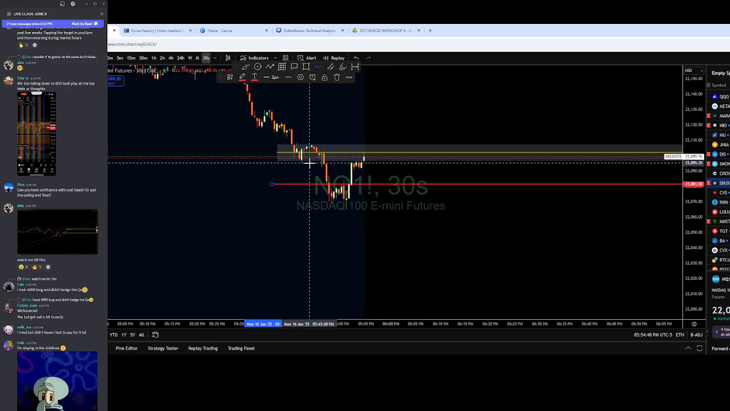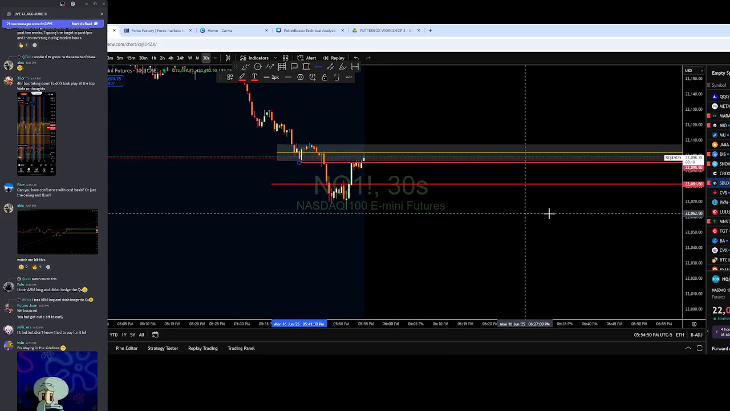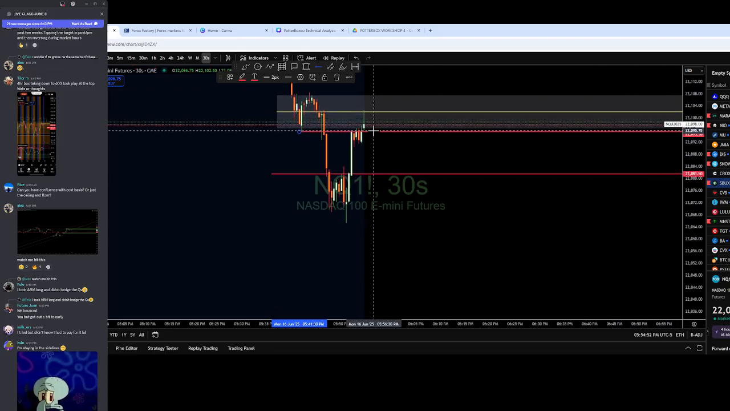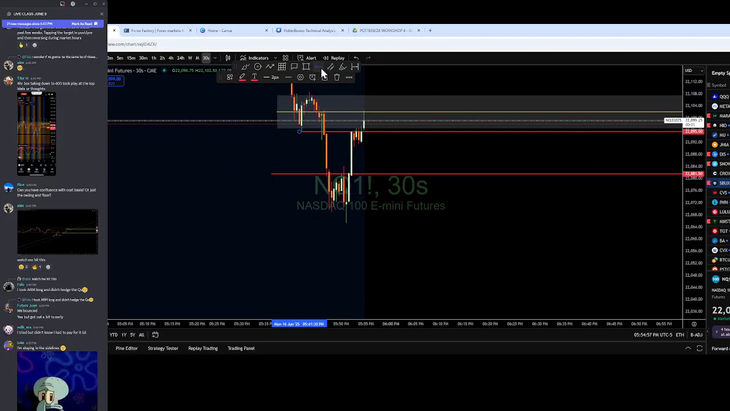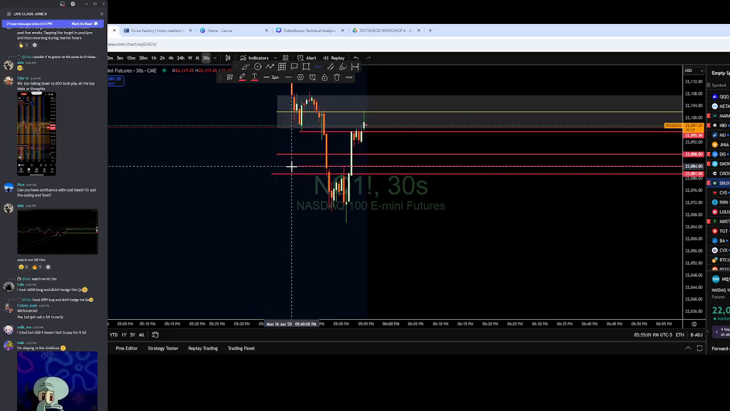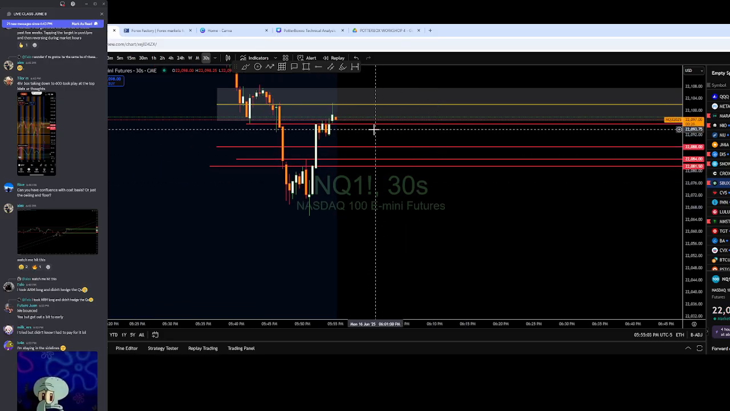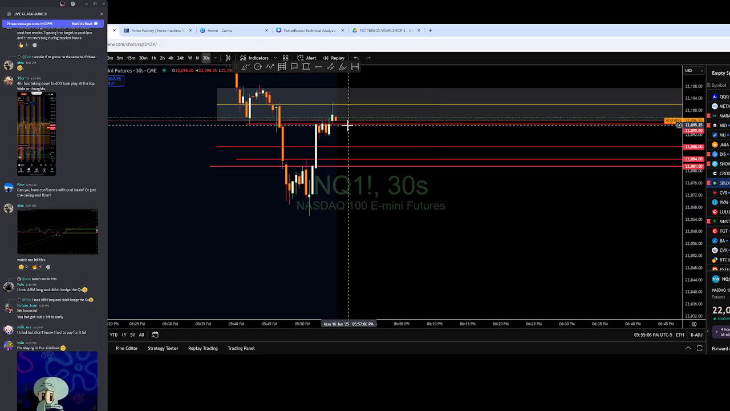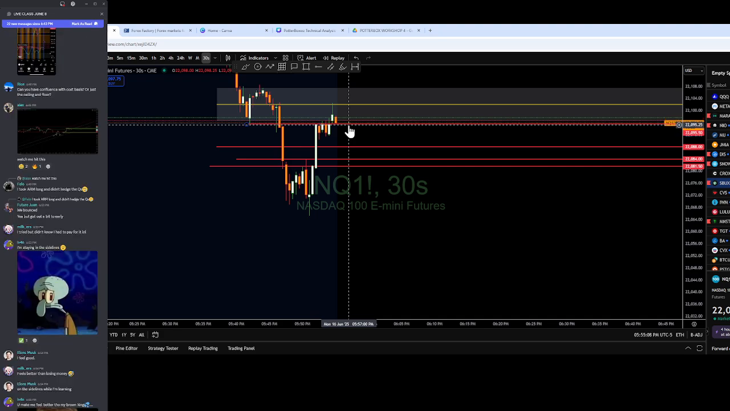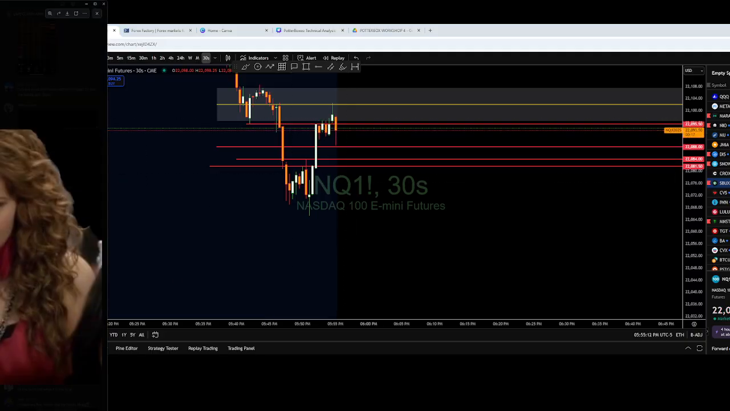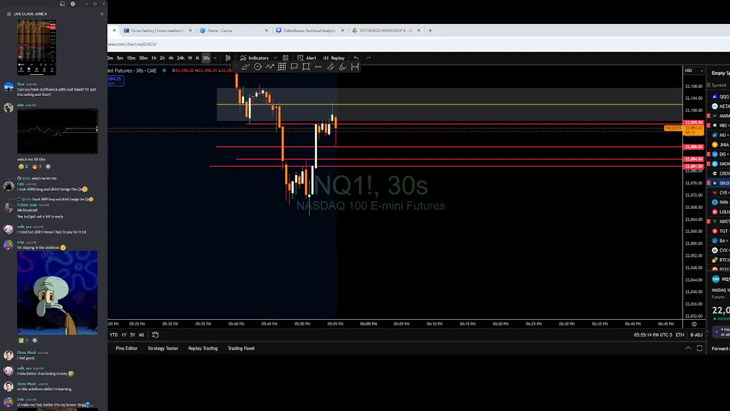I would take a short, probably, if it climbed back down underneath that. If it rejected this or went red, I'd take a short back down to the imbalance and to the red wick. And you left a gap behind, so that should go fill it right here. Oh my God, bruh. And look at that. I just looked away for 3 seconds.